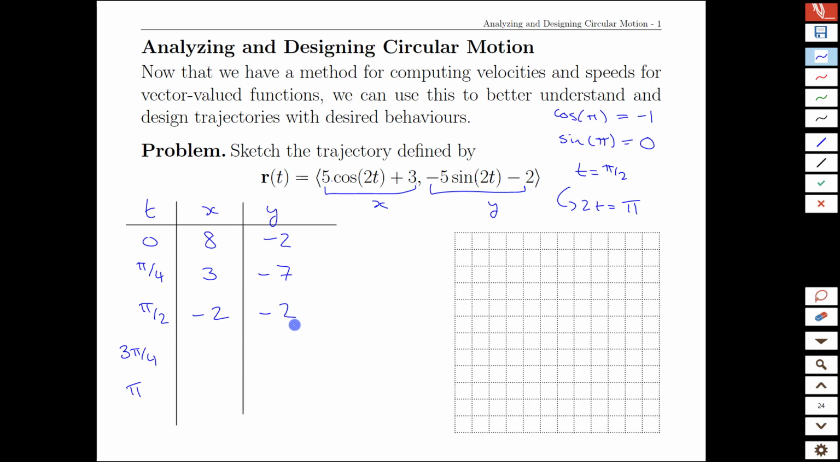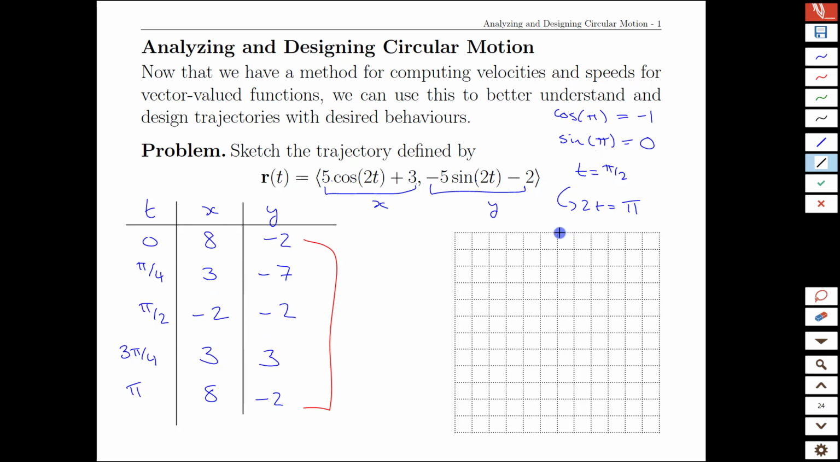And if we repeat this calculation one more time for the 3 pi over 4, what we're going to get is a 3 and a minus 2 plus 5, which is going to be 3. And interestingly, if we do pi, and do this calculation again, we're going to be exactly back where we started, 8, minus 2. So we can feel the circular aspect of this over this time interval, and it just makes sense to try to sketch this a little bit.